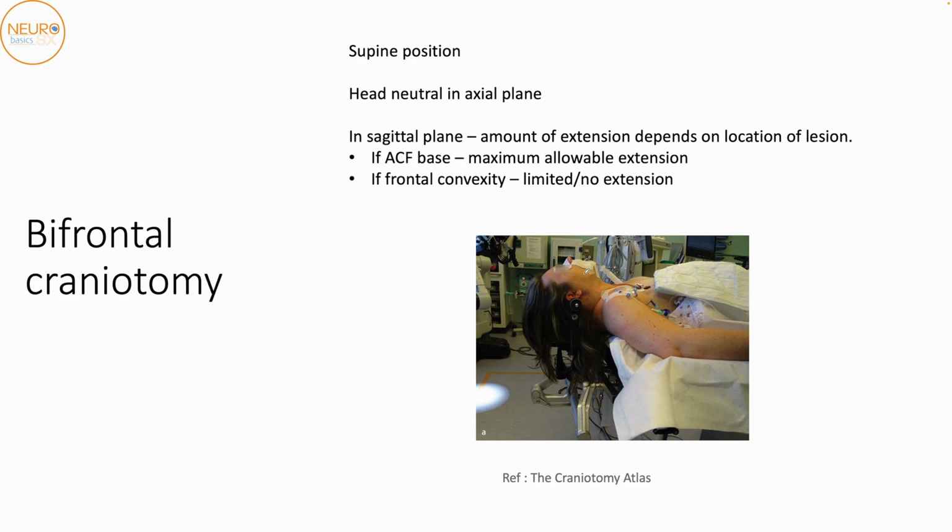Now depending on where you want to go, if you want to go into the ACF base or you want to go into the frontal convexity, you will decide the amount of flexion or extension you want. If you want to go into the ACF base, as probably is being done over here, you want the maximum amount of extension possible. You just have to imagine where the ACF base is, and when you're operating, what your angle will be. So extension accordingly. On the other hand, if you're going to the frontal convexity, you probably keep the patient neutral in the sagittal plane, or just have a very limited amount of extension.